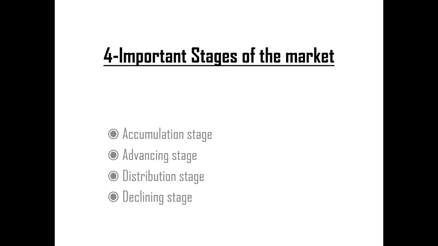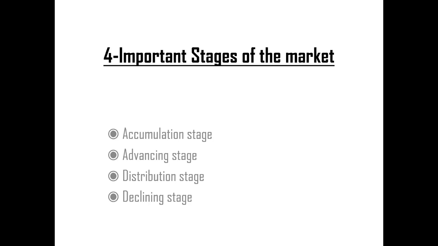So you need to understand if the market is in the accumulation stage, or at the advancing stage, or at the distribution stage, or at the declining stage. Those are the important 4 stages of the market. What is the accumulation stage? It is the stage of the market which happens before the market starts going up. It happens somewhere below the market, before the market starts rising or creating an uptrend. The market tends to accumulate a lot of contracts in order to find enough liquidity to move.